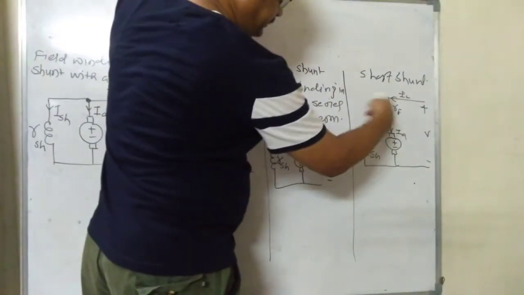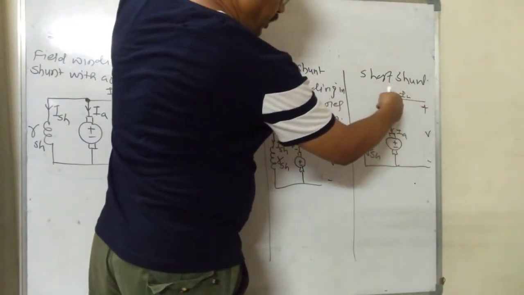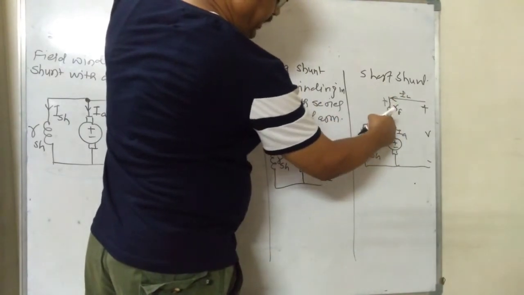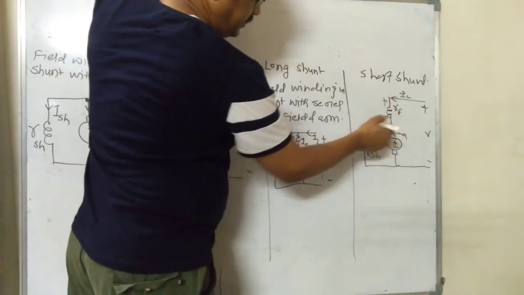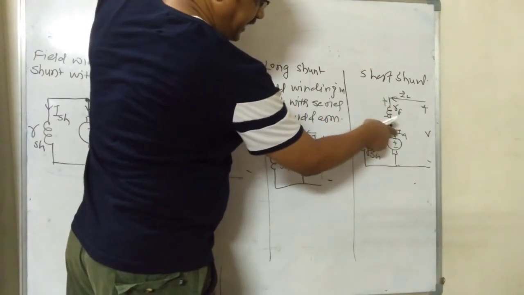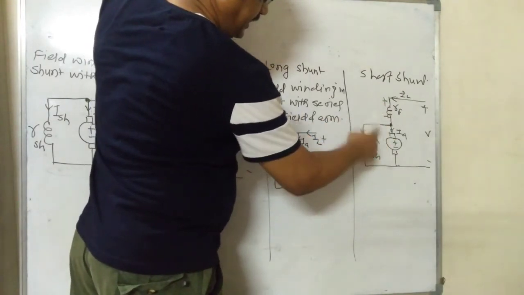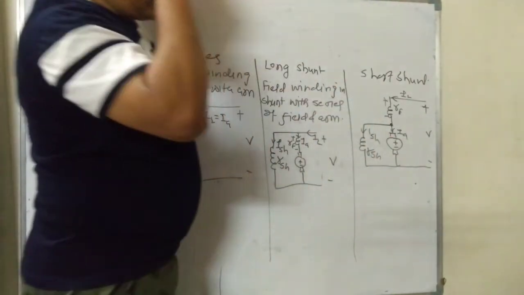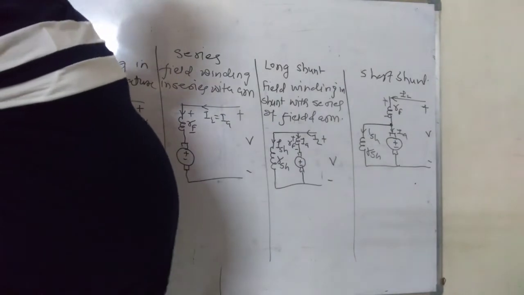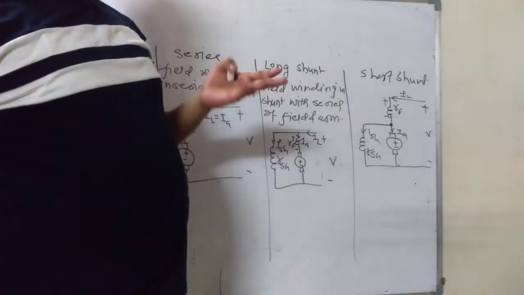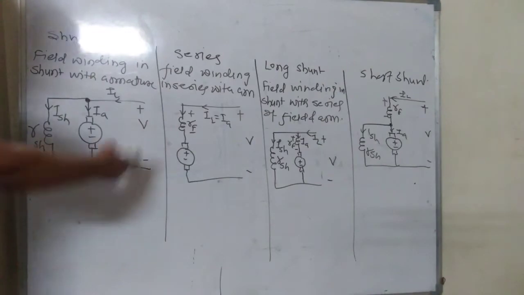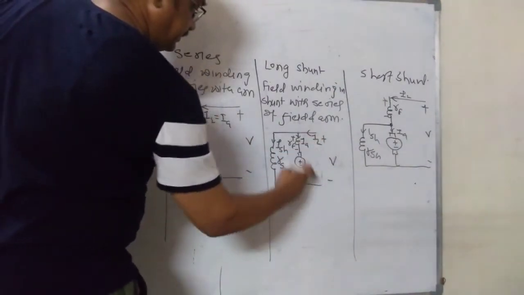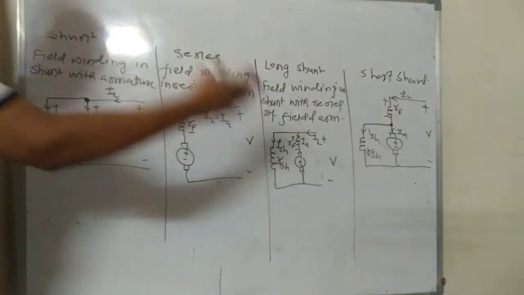Now short shunt. Here again current is flowing through IL. The IL is flowing through RF. Now at this point it is divided. So current going through armature is IA and current going through shunt winding is ISH. And for this I will write E plus IARA. Right? So I am writing KVL equation, this path, this path, this path, and this path. And then I will define the currents.